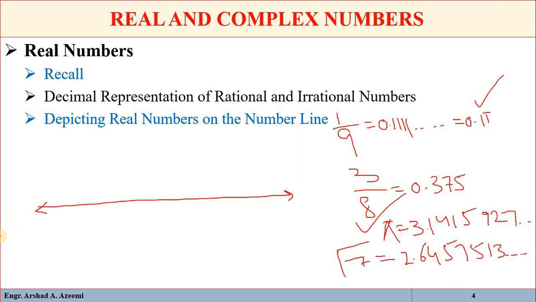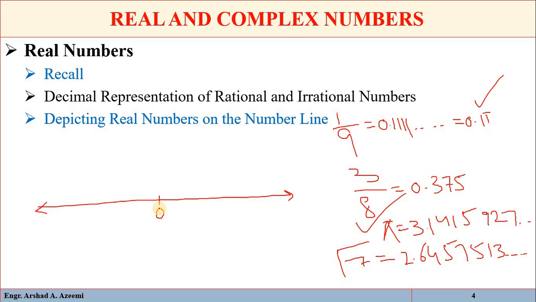Okay, we are just drawing a line with arrows because the numbers do not end, and in the middle of the line we take a point which is called 0. That is the origin of the graph, the center of the graph.